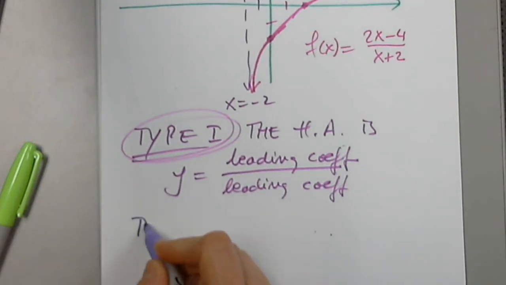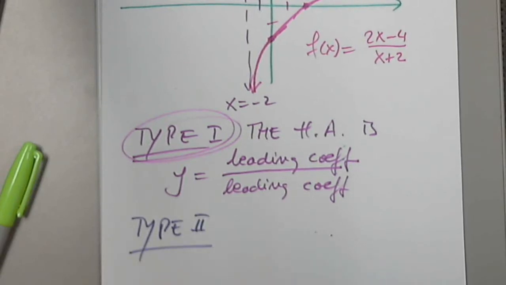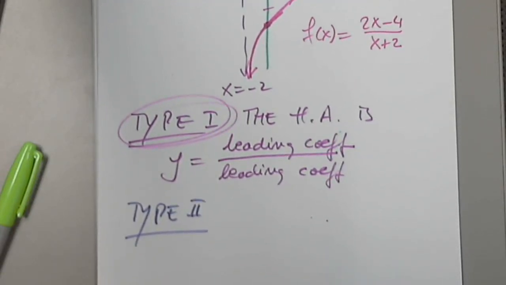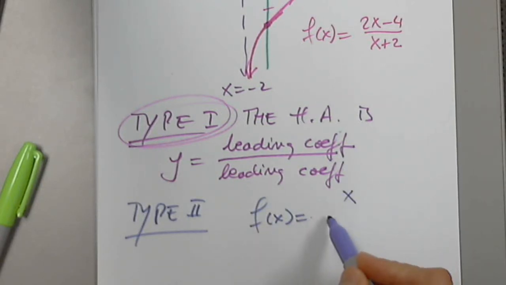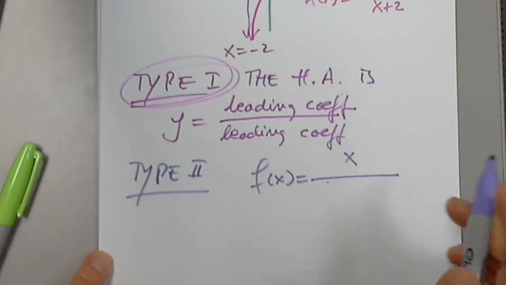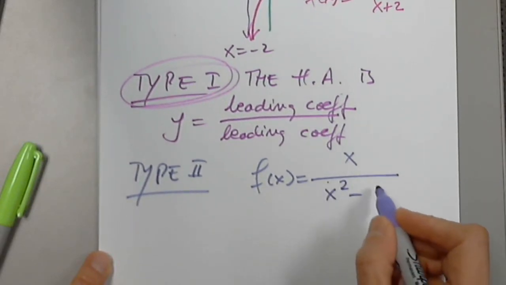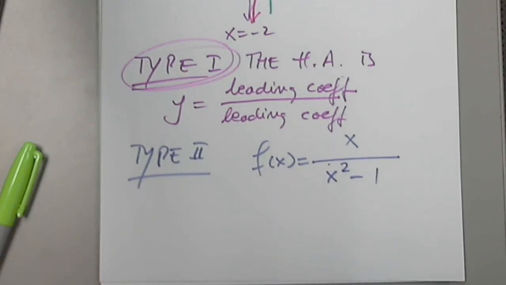Moving on to type 2. Type 2 is easier than type 1. So here's an example. Let's say x divided by x squared minus 1. What type is this? Is it type 1, type 2, or type 3? Yes, because the degree in the denominator is bigger than the degree of the numerator. We don't care by how much bigger. Okay. What do you think will happen here for this function concerning the horizontal asymptote? What do you think will be?